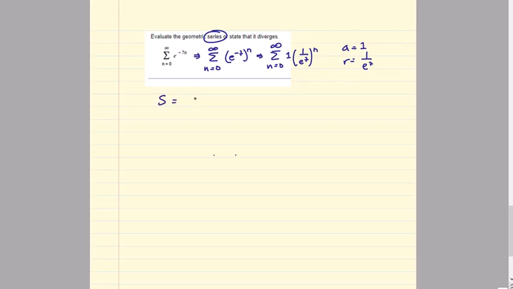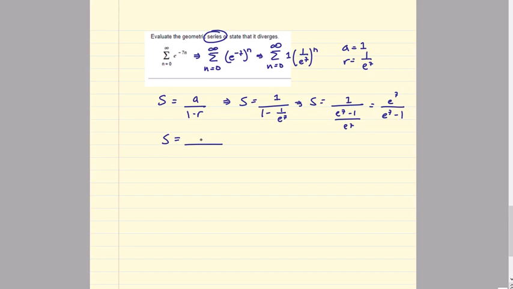The sum of a geometric series is a over 1 minus r. So it makes a difference if it's a geometric sum or a geometric series. So let's go ahead and find that sum. So I have a, which is 1, all over 1 minus r, which is 1 over e to the 7th. So what I want to do is find a common denominator here. So it'd be e to the 7th minus 1 all over e to the 7th. When you divide by a fraction, you multiply by the reciprocal. So this e to the 7 pops up top. And I'm left with e to the 7th all over e to the 7th minus 1. So my sum is equal to e to the 7th all over e to the 7th minus 1.